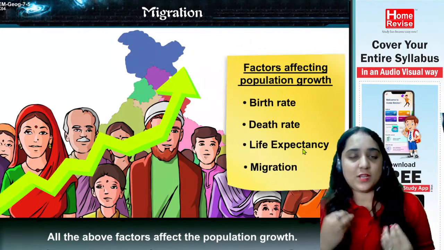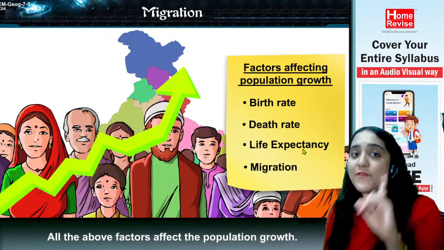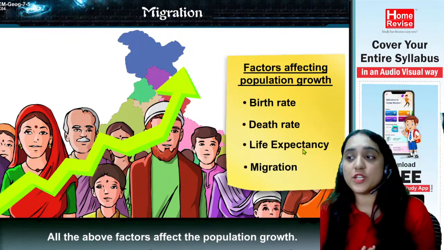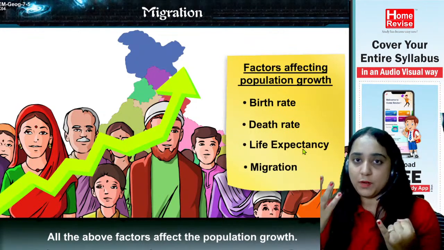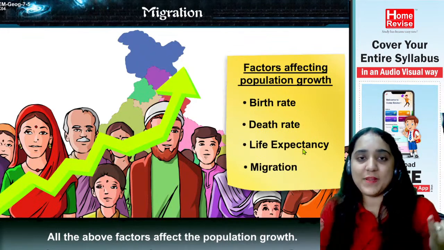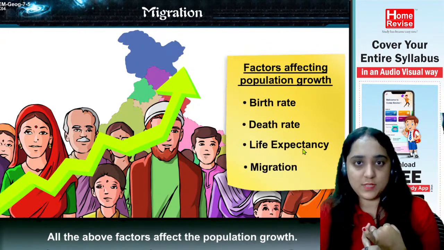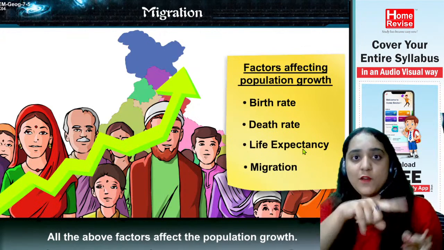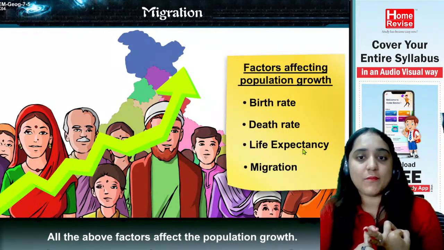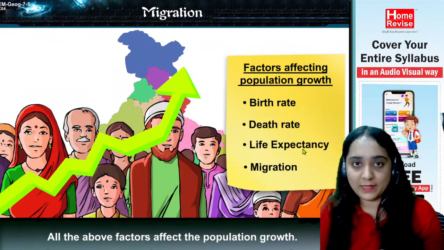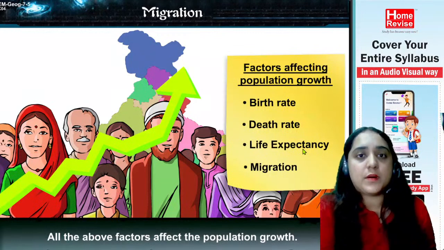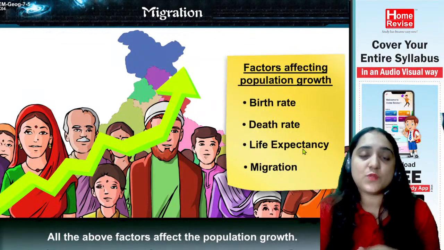So if the question arises, what are the factors affecting the population growth? What all factors will affect the population growth? First is the birth rate, like how many children are born. Now how many people are dead? That will also matter. Fluctuation of the population will also matter. Third one is life expectancy, like what exactly is the life expectancy of a particular person in a particular area. And the last one is the migration.